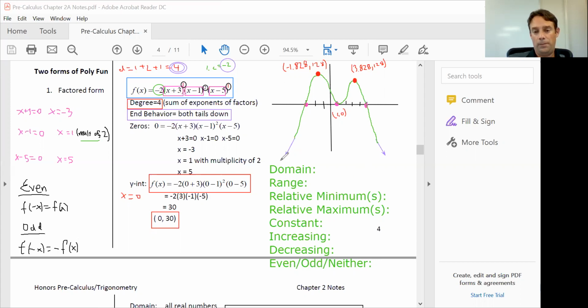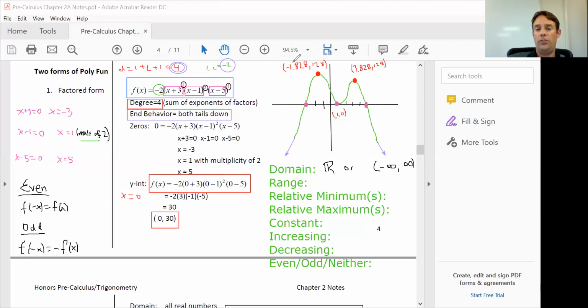All right, the domain. Arrow to arrow, that means it is all real numbers. You could write it that way, or you could write it from negative infinity. Remember, infinities are always parentheses, to positive infinity. Either or, you take your pick.